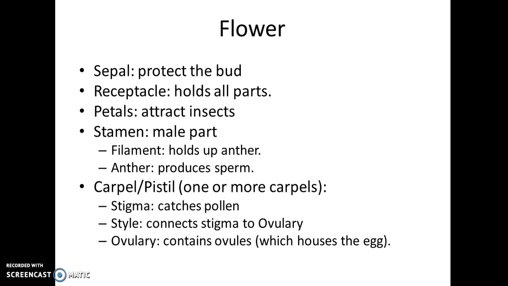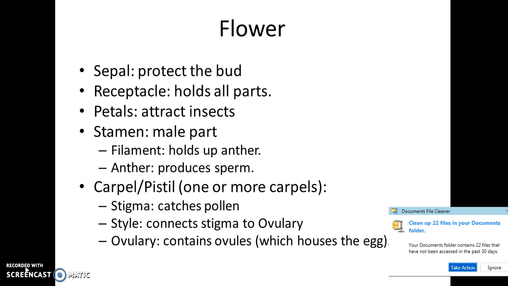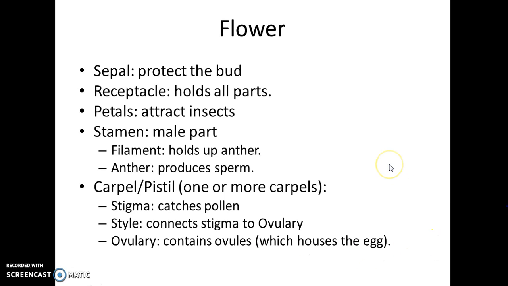The carpel and the pistil: a pistil is one or more carpels. There are three parts to the pistil. The stigma, which is kind of sticky and catches pollen, so it catches the plant sperm. The style, which connects the stigma to the ovulary. And the ovulary contains ovules, which house the eggs. Again, if you need to at any time, please pause the video so that you can get the notes down. But by now, you should know that.